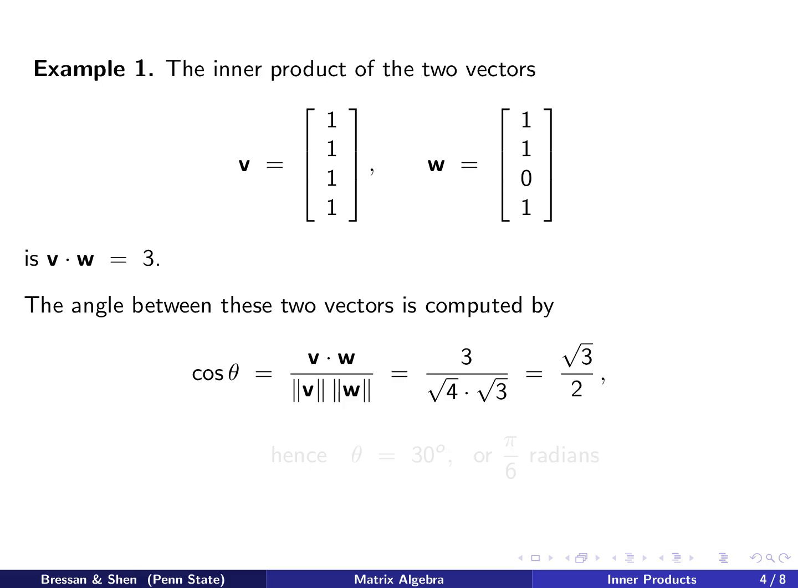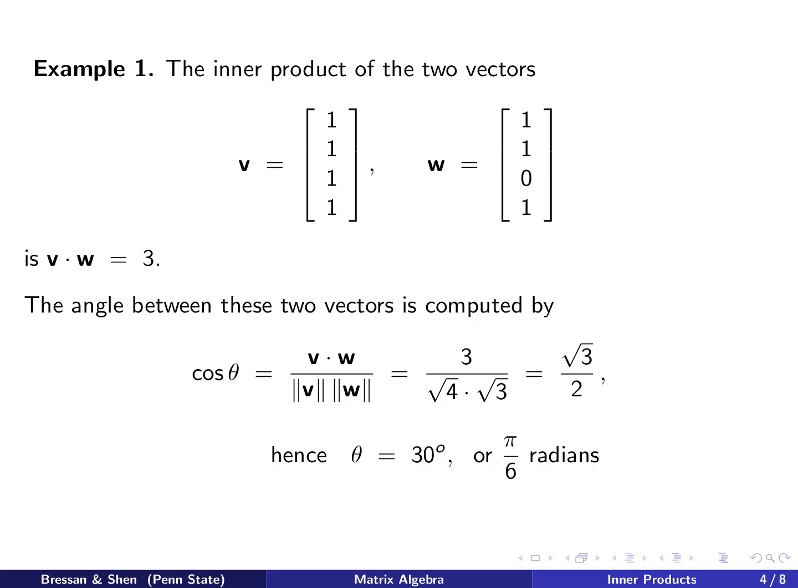Okay, so let's compute the angle by computing the cosine. The cosine of theta can be computed with the formula v dot w over the norm of v times the norm of w. The inner product we just computed is 3. To compute the norm of v, you square all the elements, add up, which is 4, and take the square root. The same for the norm of w: square all the elements, add up, and you get 3, so you get the square root of 3. The square root of 4 is just 2, and so this over that is just the square root of 3 over 2.